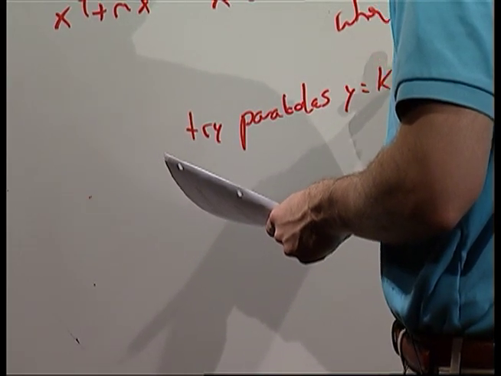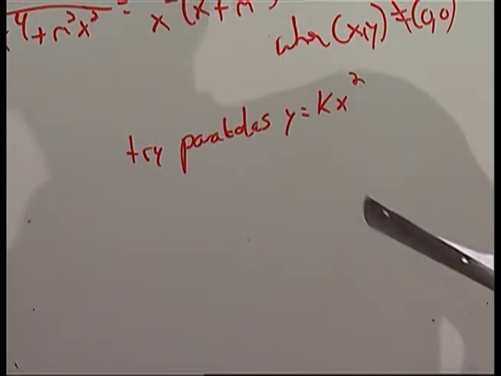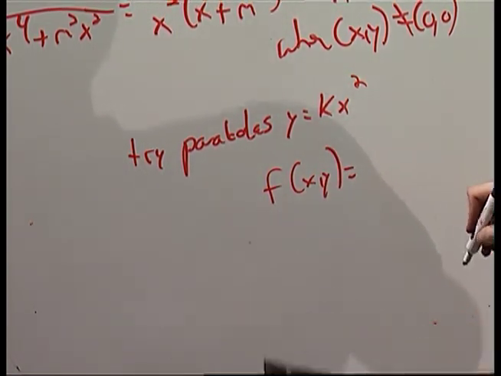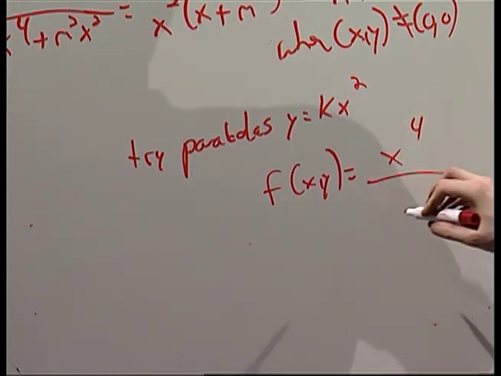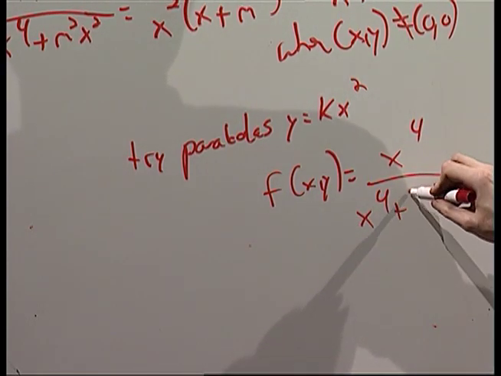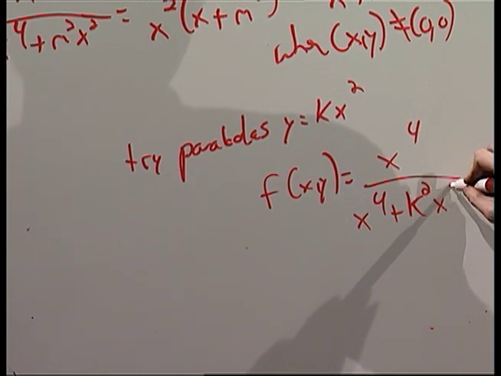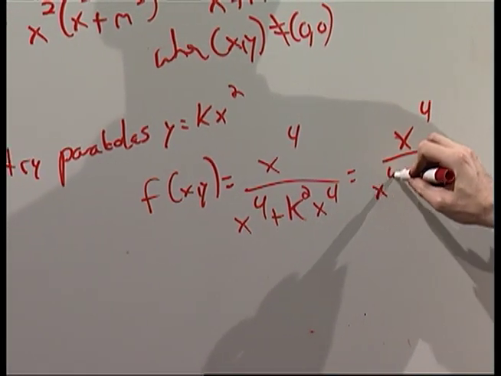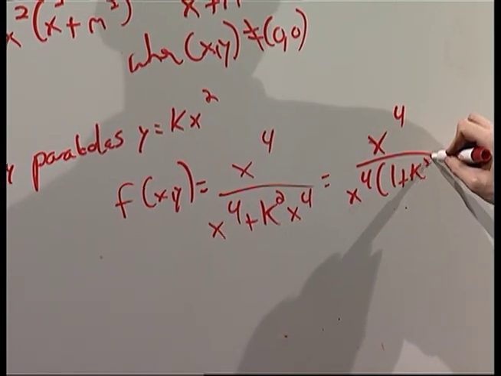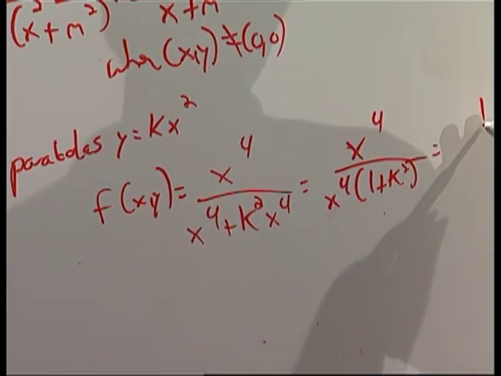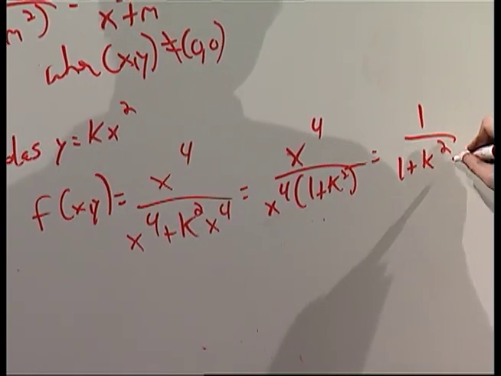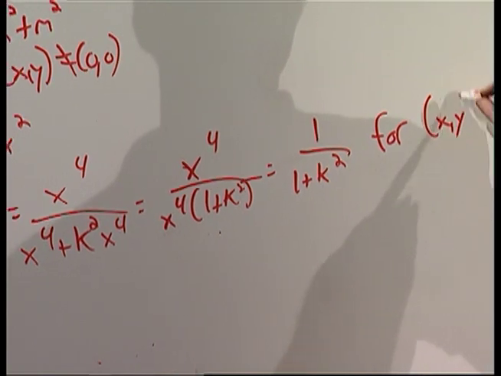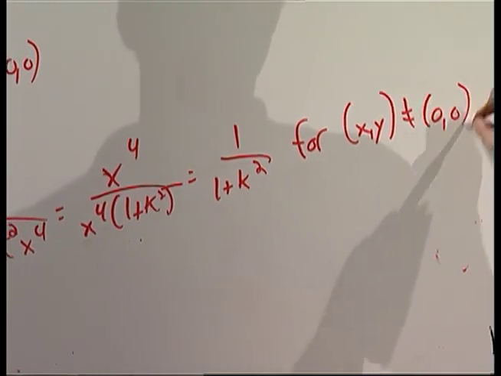Y equals kx squared, right? Here, let's take a look. Along this parabola, when you're kx squared, x to the fourth over x to the fourth plus k squared x to the fourth, which is x to the fourth over x to the fourth times 1 plus k squared, which is 1 over 1 plus k squared. Again, for xy not equal to 0, 0.